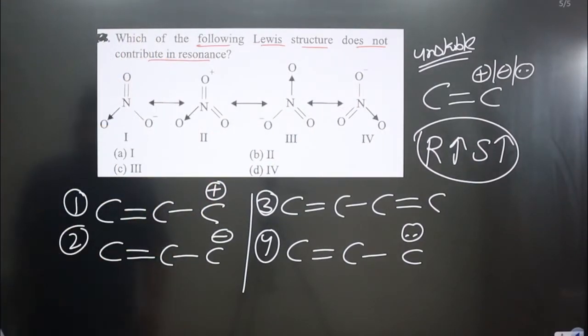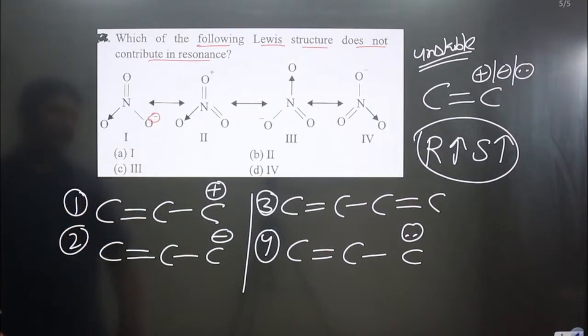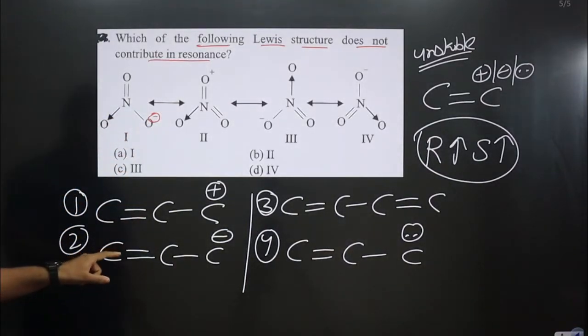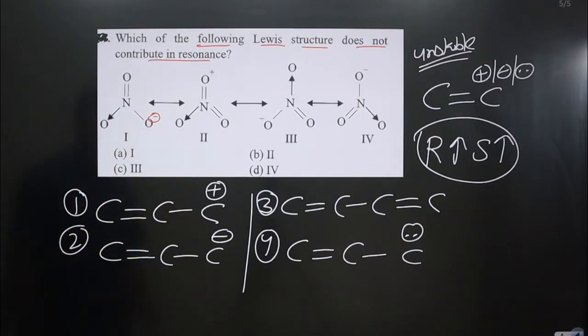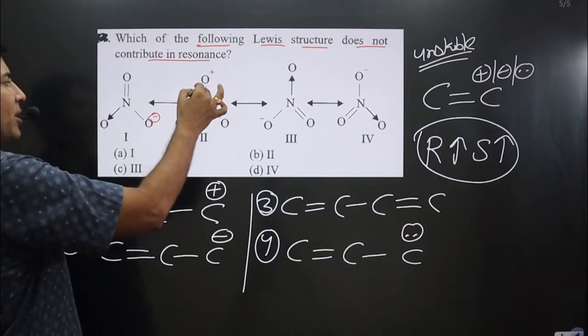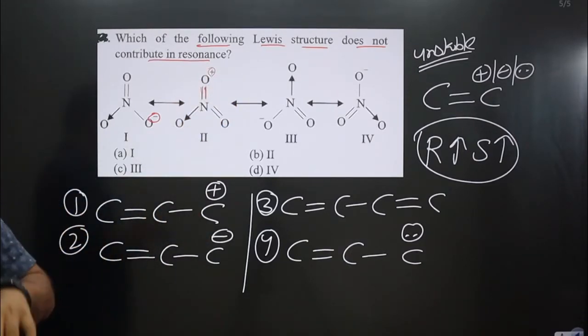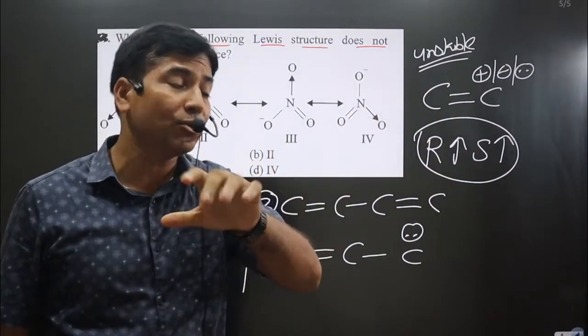Pay attention carefully. We have a double bond, single bond, negative charge. Conjugated system, double bond, single bond, negative charge, it is having resonance. In the second part, you can see a double bond and immediately a positive charge is coming. Highly unstable. It is not a conjugated system.